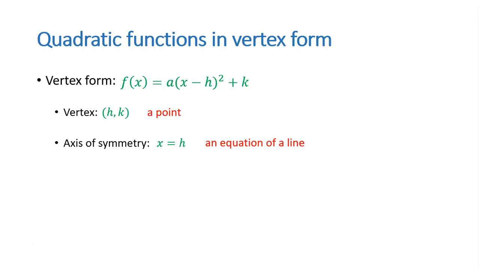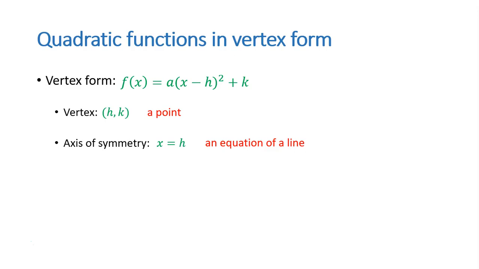So if you just write h and say h is the axis of symmetry, well, h is a number. h is not a line. h is not an equation. It's always something of the x equals form. So it's got to be x equals a number. Then and only then is it something that can represent the axis of symmetry.